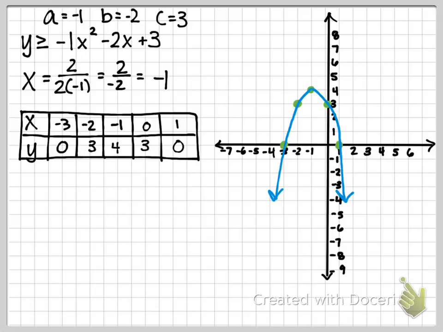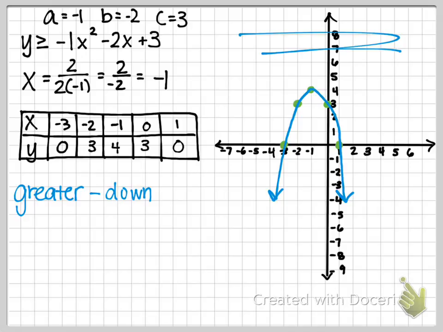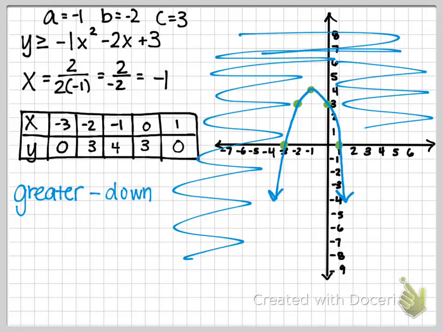Now I've got to decide on the shading. What sign do I have? Greater than. And which way does my parabola face, up or down? Down. So greater and down. Are those opposite or the same? Opposite. So we're going to shade outside of the parabola. I'm going to take everything on the outside of the parabola and shade it just like that. Okay? Well, I got it right.